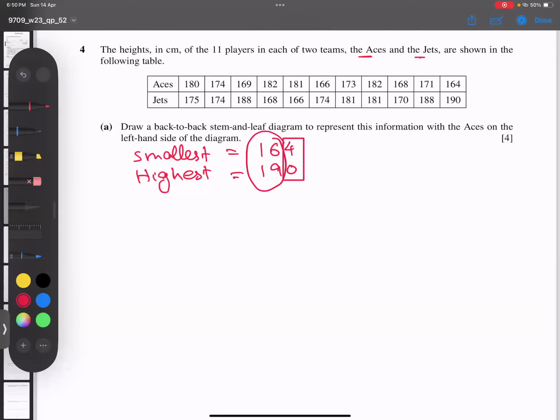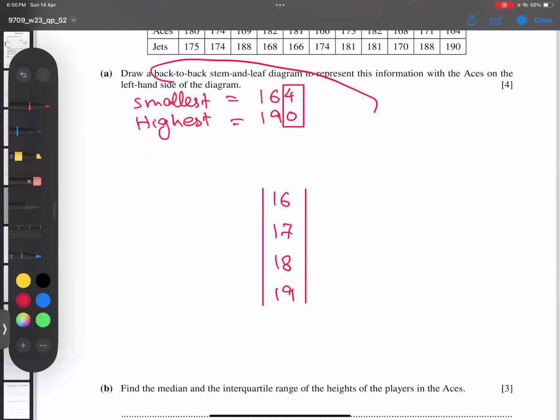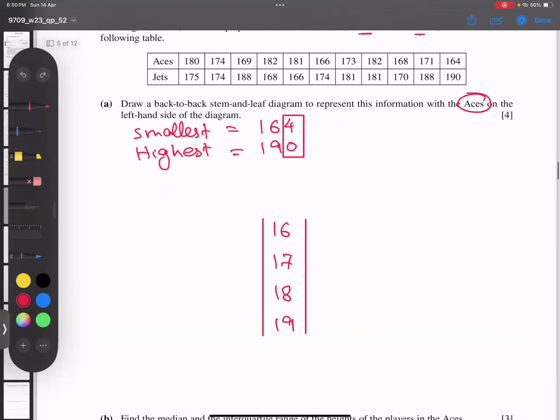These numbers I will take as the stem. So let's start: 16, 17, 18, 19. Because it is a back-to-back stem and leaf, I will make it back-to-back. Did he mention that aces is on the left-hand side? Yes, he said aces is on the left-hand side, so we must write it on the left. Sometimes he never mentions it, so then you don't need to mention it, no problem.